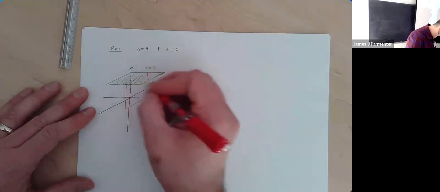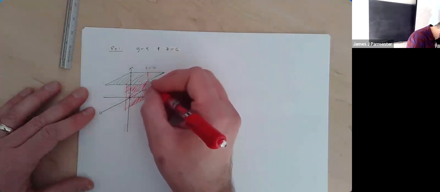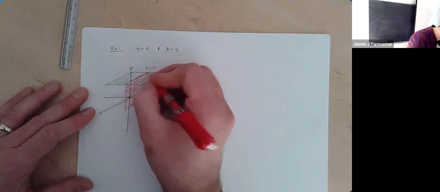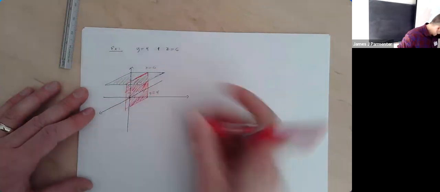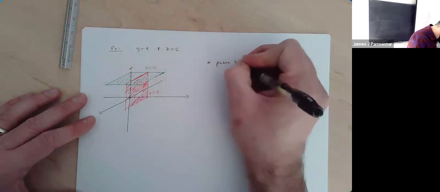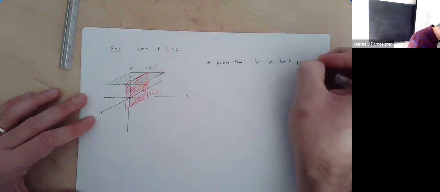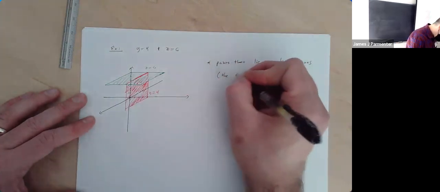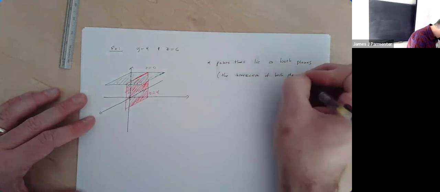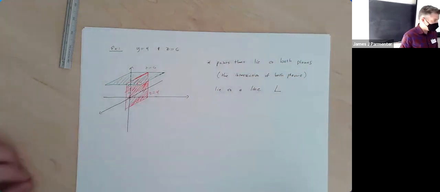So these planes, they intersect in that line, right here. So points that lie on both planes, or in other words, lie in the intersection of both planes, if they intersect, lie on the line. And we often just call a line capital L.